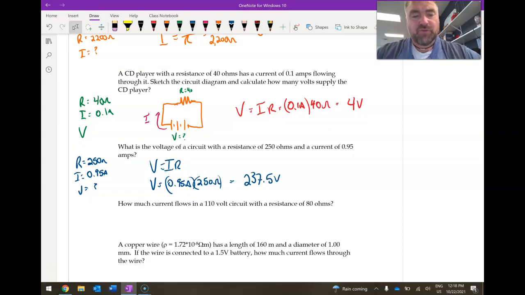Next one down: how much current flows in a 110 volt circuit? So, okay, we're looking for current. I is my question mark. I know my voltage, they told me it was 110 volts, and it tells me that I have a resistance of 80 ohms.